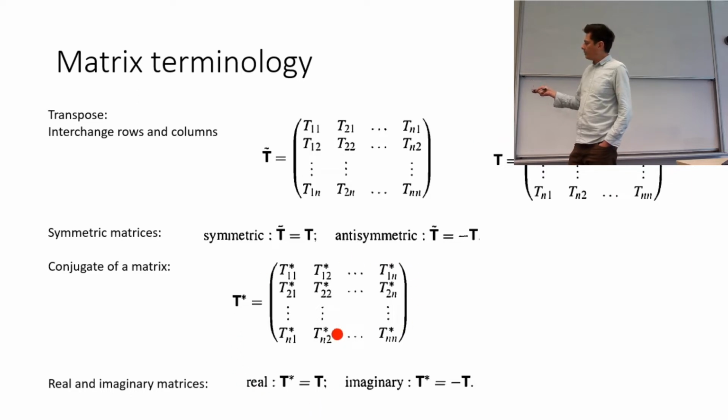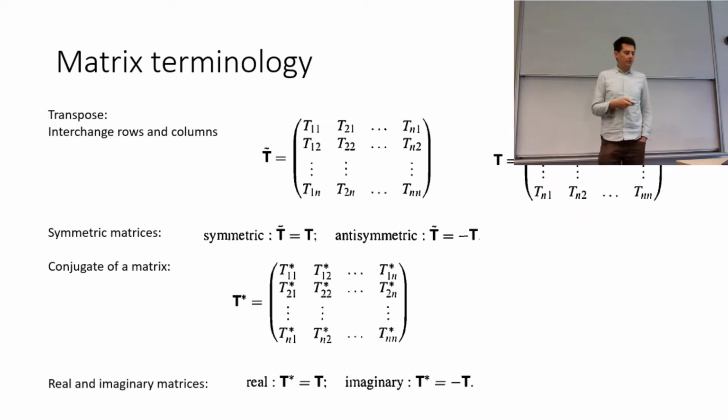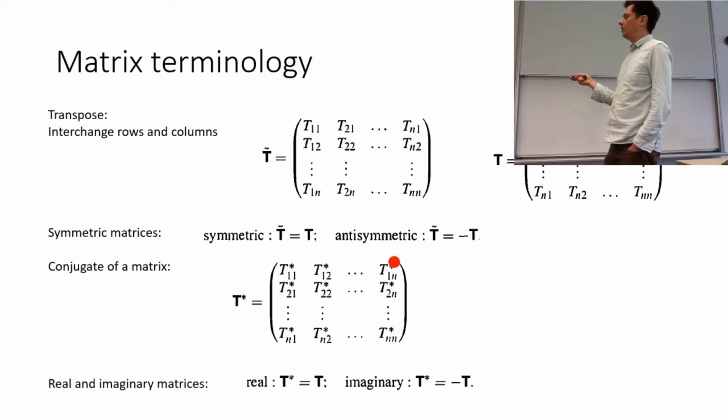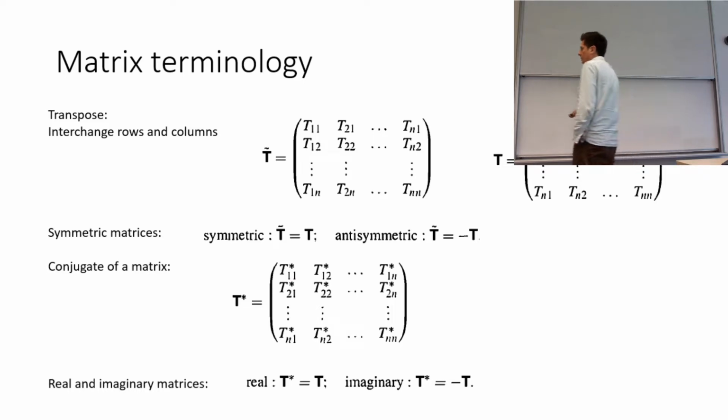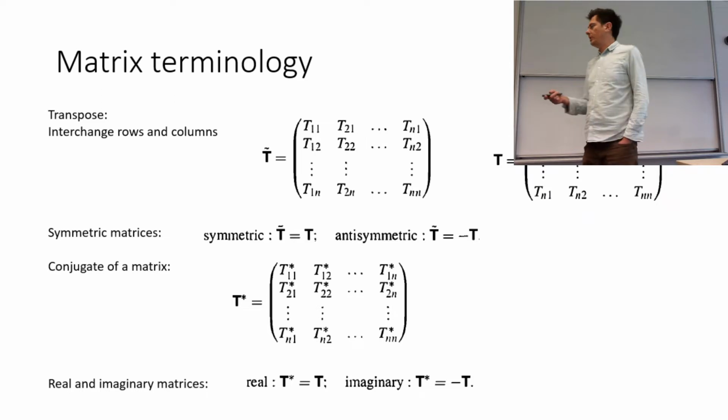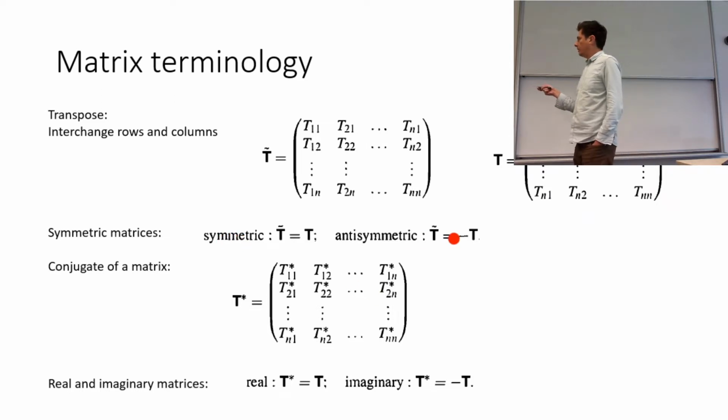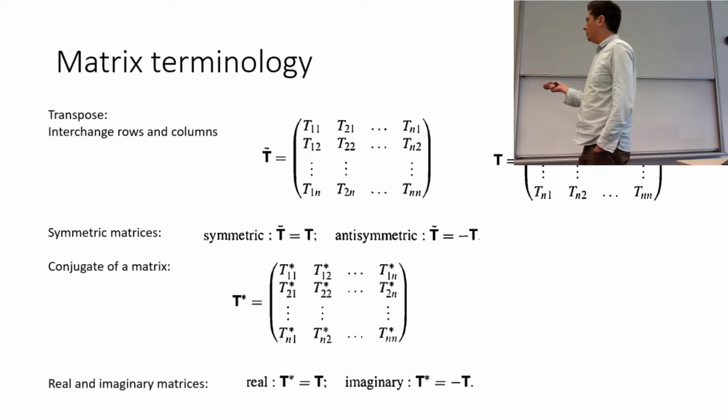Now, we can also define complex conjugation of a matrix, and what that basically means is that you just take the complex conjugate of all the numbers here. You can define real and imaginary matrices, a little bit like how we define symmetric and anti-symmetric. This time the operation is taking the complex conjugate. So a real matrix, T star, is equal to T. And that would of course happen if all these numbers here were real numbers, then taking the conjugate leaves the numbers unchanged, and you would have the same matrix.